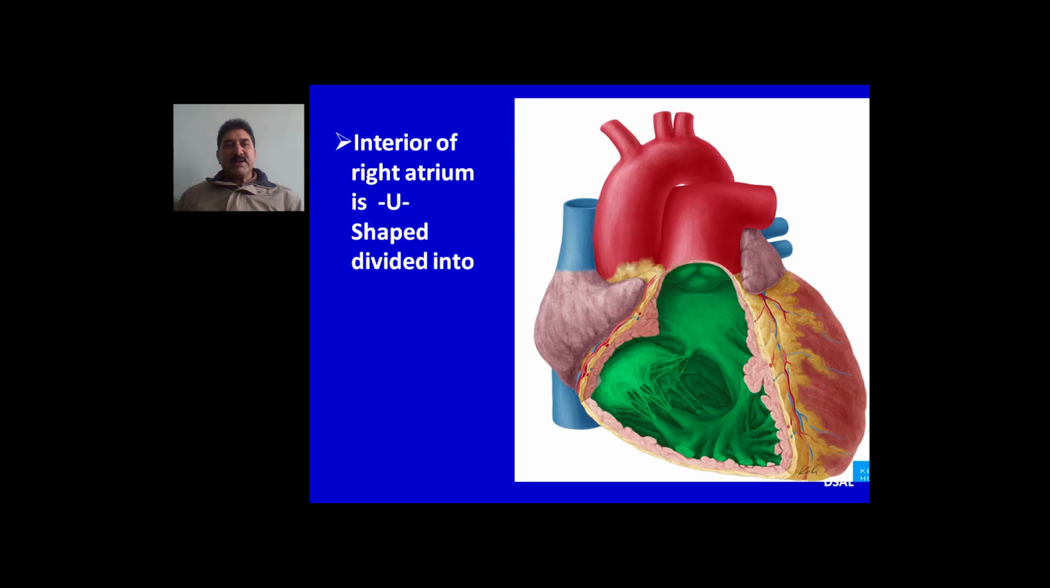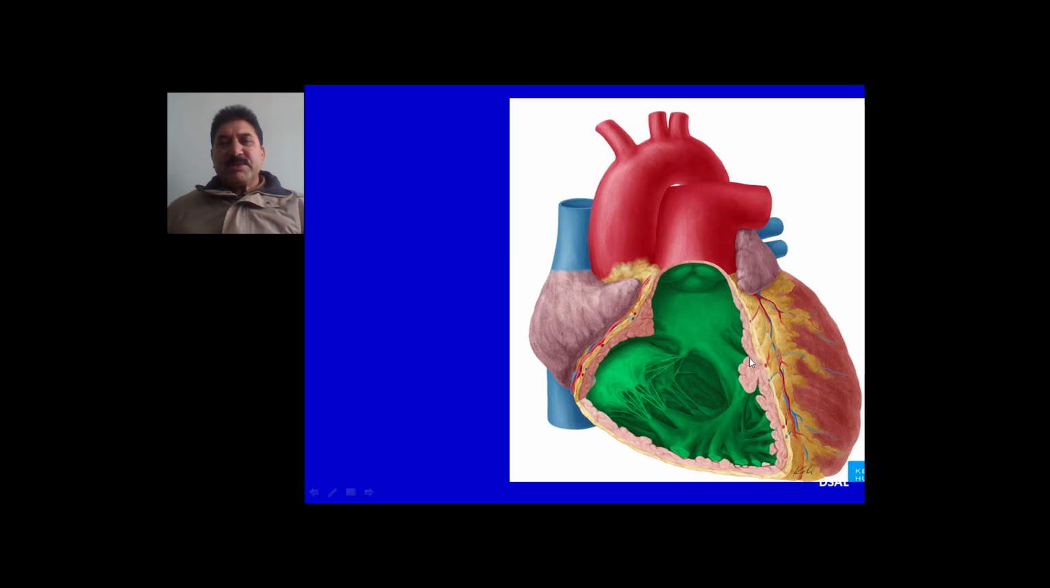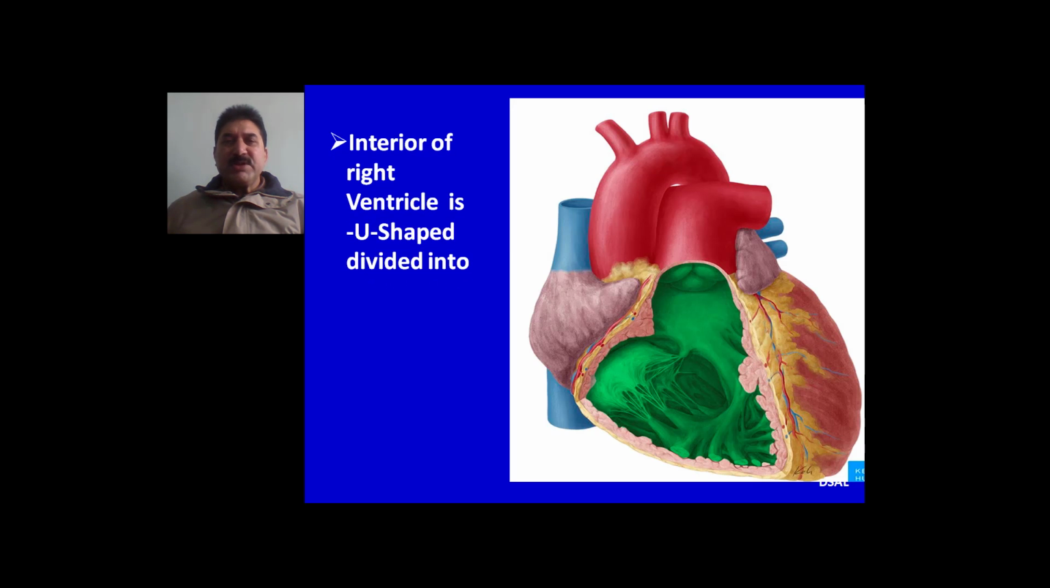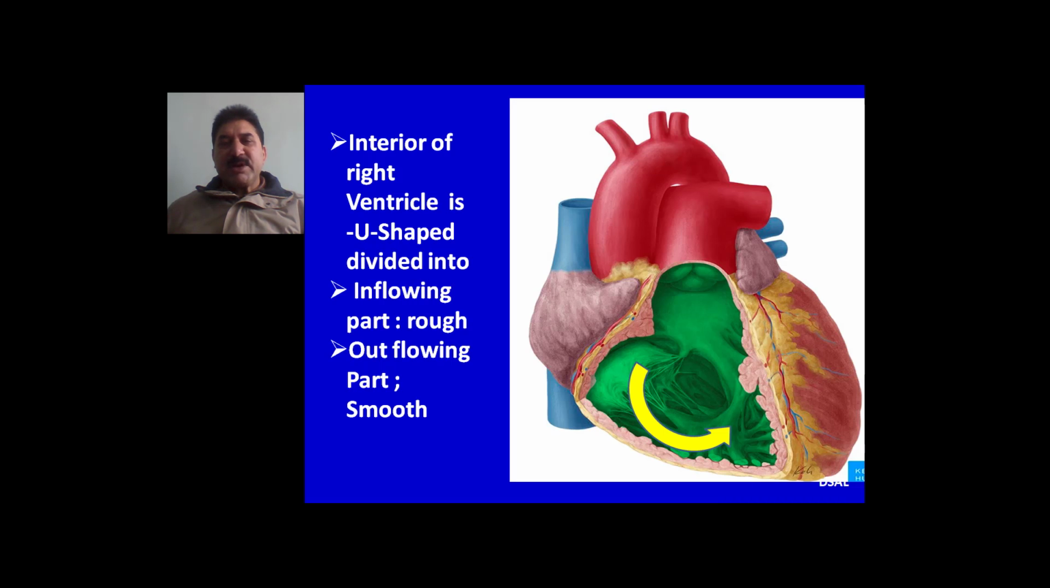Interior of the right ventricle. To see the interior of the right ventricle, make a window into it by dissecting out the anterior wall of the right ventricle. As shown in this diagram, the interior of the right ventricle is U-shaped. It is divided into an inflowing part which is rough and an outflowing part which is smooth. This arrow represents the inflowing part of the right ventricle, which is rough due to the presence of trabeculae carneae, and the second arrow represents the outflowing part of the right ventricle, which is smooth.